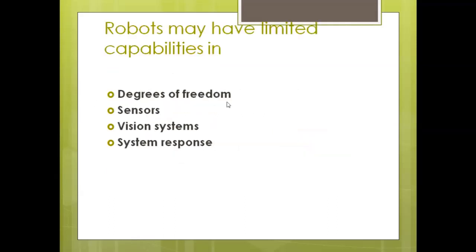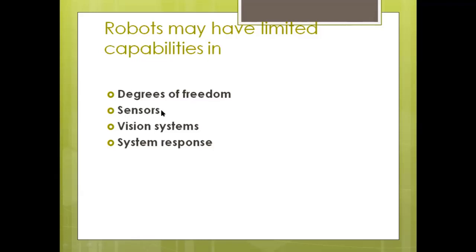Robots may have limited capabilities in degrees of freedom. You may see the Cartesian configuration robot is having less degree of freedom as compared to the cylindrical configuration robot. The cylindrical configuration robot is having less degree of freedom as compared to the spherical configuration robot. The spherical configuration robot is having less degree of freedom as compared to the jointed arm configuration robot.